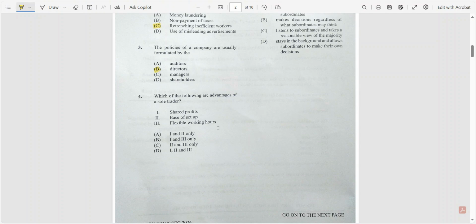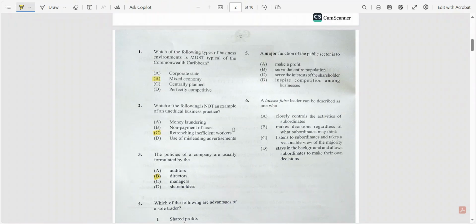Which of the following are advantages of a sole trader? So shared profits, ease of setup, or flexible working hours. We don't have anybody to share the profits with, so that could not have been included. So it must be C, which is 2 and 3. A major function of the public sector is to A, make a profit, B, serve the entire population, C, serve the interests of the shareholders, or D, inspire competition among businesses. And the answer is to serve the entire population.